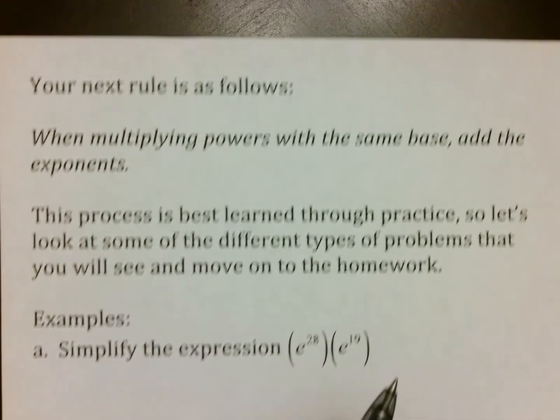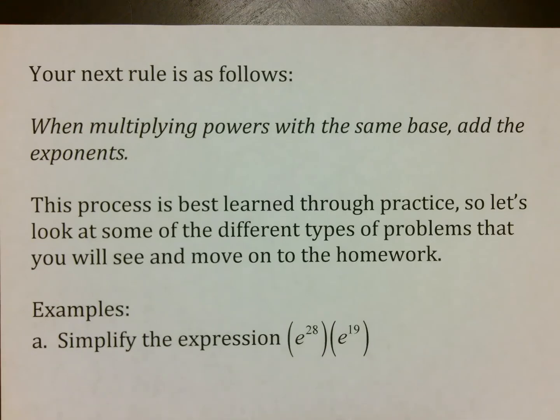But that's something where you want to be careful to understand the rule. That way, if you go off of the wrong instinct, you can still check yourself before you put the wrong answer in there. So the rule for this is as follows. When multiplying powers with the same base, you simply add the exponents.